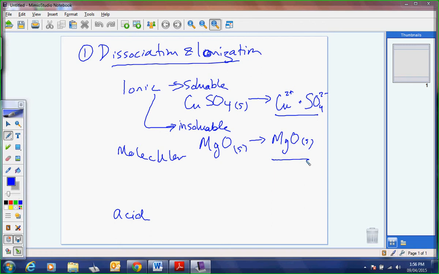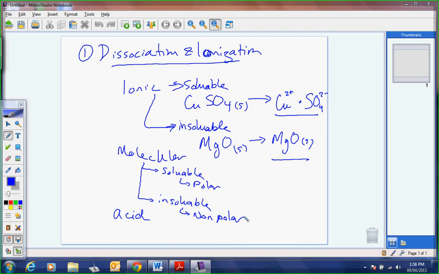Okay? But what if it's molecular? If it's molecular, how do you tell if it's soluble or not soluble? Well, this is unit 1. Just put your midterm. Polarity. So if it's polar, it's soluble, right? And if it's non-polar, it is insoluble. Okay?